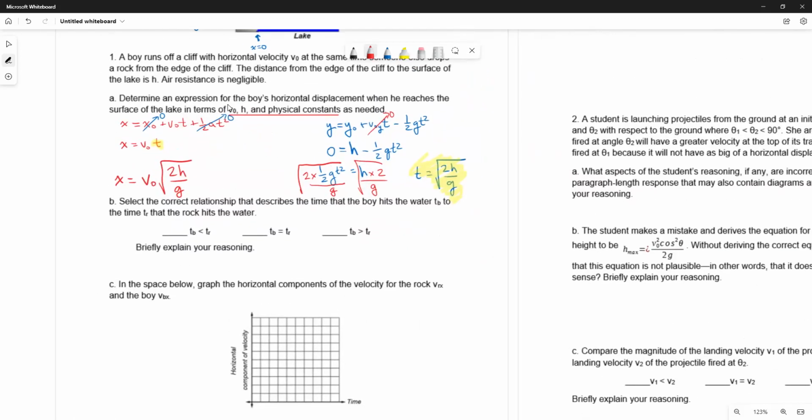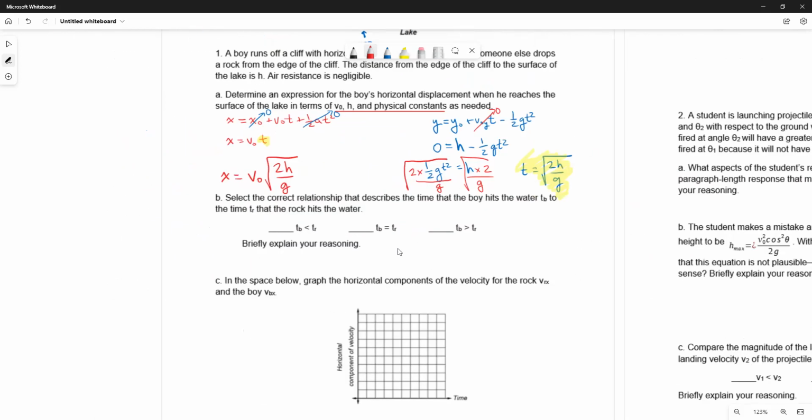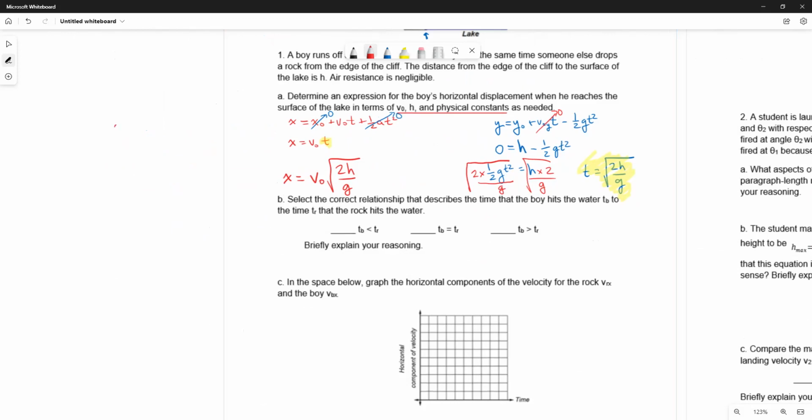Okay. You're asked to select the relationship that describes the time that the boy hits the water compared to the rock at the time it hits the water. I want to make sure that this is clear: any object that is free falling, whether it is moving at a horizontal velocity initially, or if it's just dropped stationary like this, they both gain velocity in the y direction at the same rate, due to gravity accelerating them at the same rate. If they both have to travel the same height, then they're accelerated for the same amount of time.